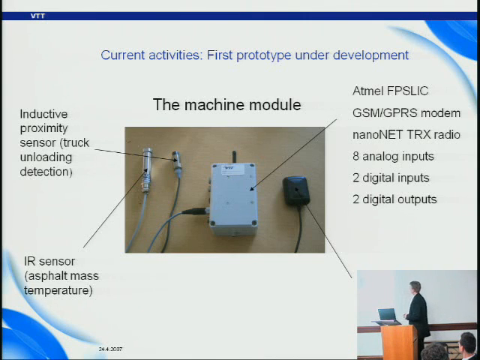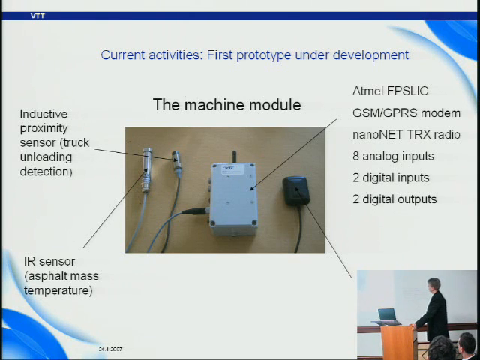And also there are some information exchange interfaces: a GPRS modem for the direct communication link to the information network, and a nanonet TRX radio, which is a short-range radio technology.